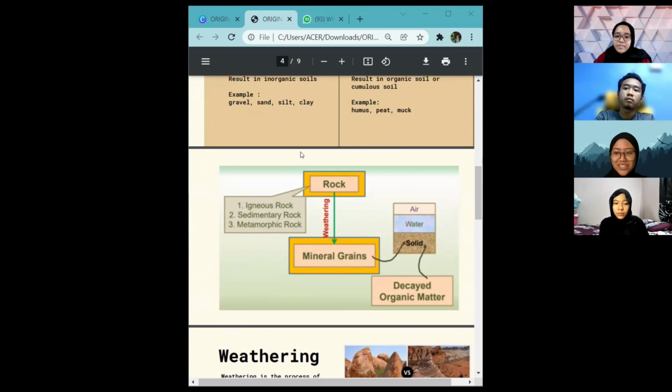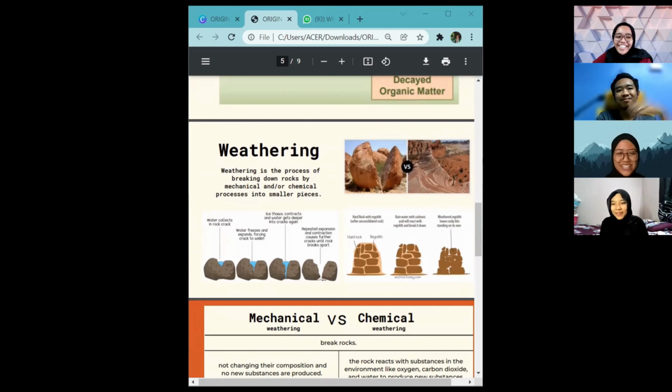The rock is caused by weathering. So this is a type of rock. Later we will go to Nazri. Nazri will discuss the types of rock. Okay, so next we go to weathering.